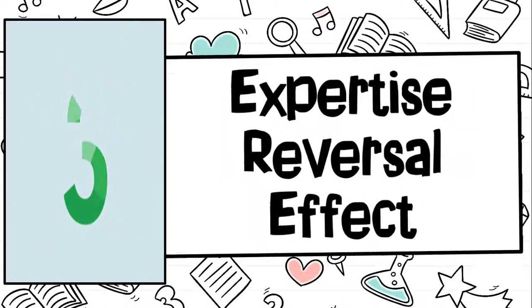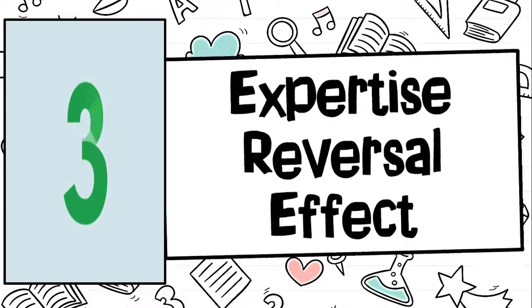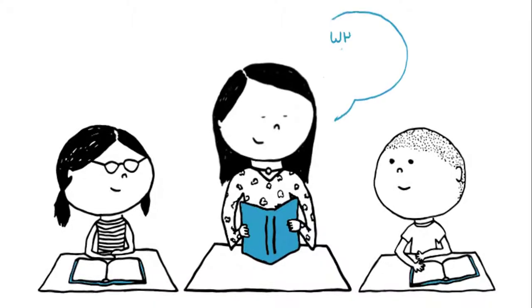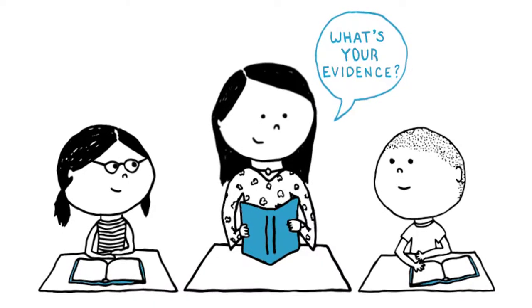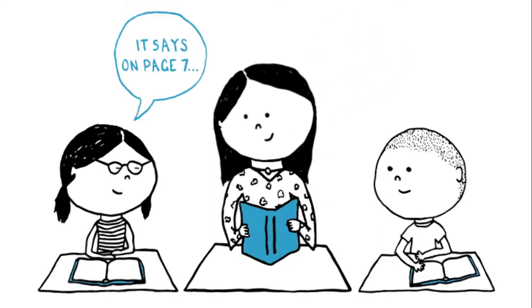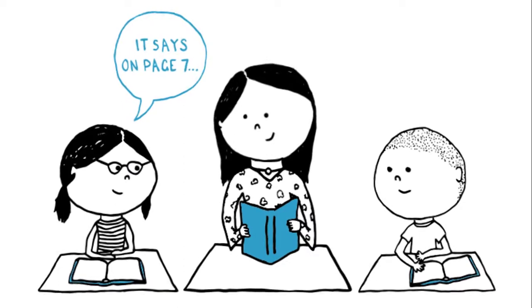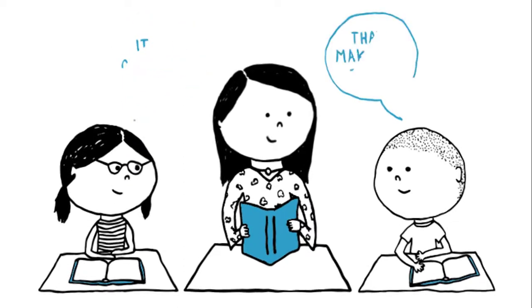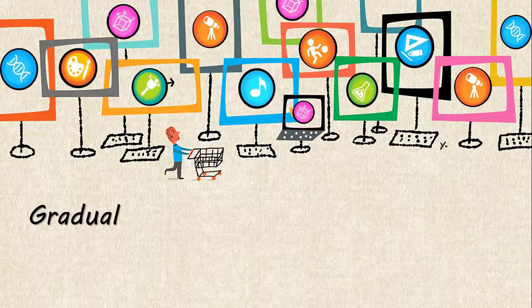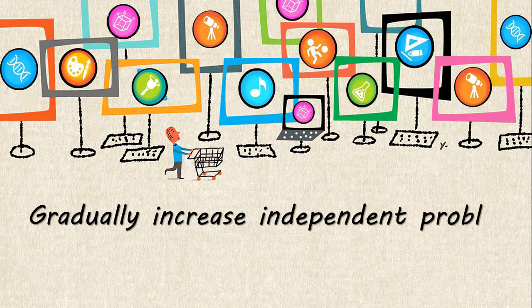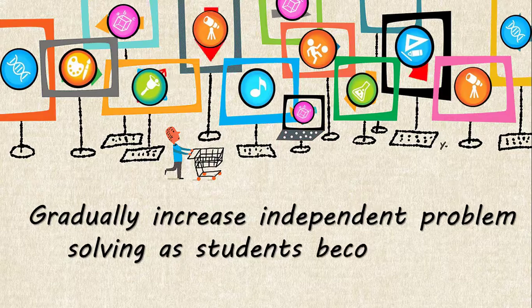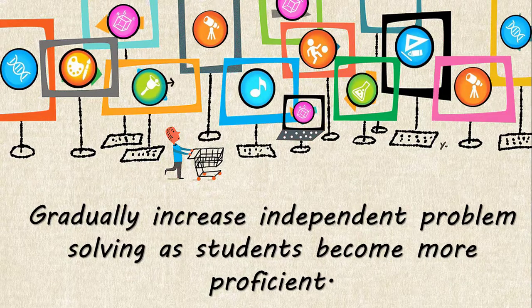Number 3, the expertise reversal effect. While fully guided instruction is very effective for teaching students new material, it becomes less effective as students become more expert at a particular skill, and the information that was once essential becomes counterproductive. As students become more skilled at solving a particular type of problem, they should gradually be given more opportunities for independent problem solving.